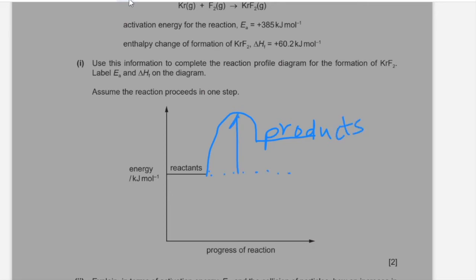This label over here is the activation energy, and the difference between energies of reactants and products is the enthalpy change, which is the enthalpy change of formation of krypton difluoride.